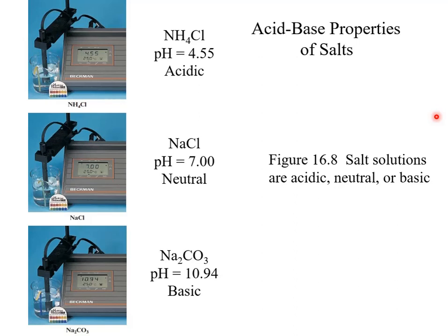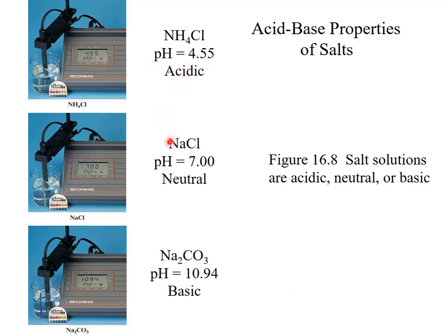In this video, we're going to talk about the acid-base properties of salts. And of course, salt meaning any ionic compound. So for example, this is an image out of the textbook, and it shows that when I dissolve ammonium chloride into water, I don't get a pH of 7. I get a pH of 4.55, which is acidic.